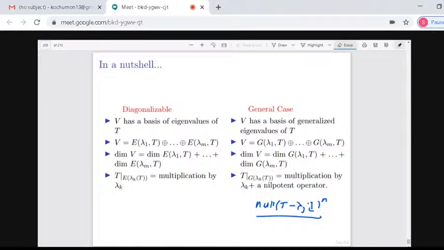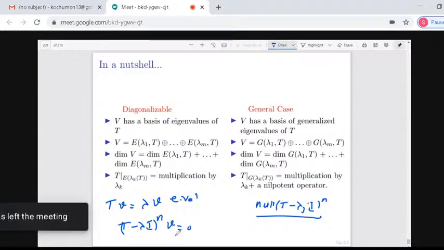Any other question? I am seeing a question in the chat box about the difference between generalized eigenvectors and eigenvectors. As we have already seen, for eigenvectors we have T of v equal to lambda v. This is an eigenvector. A generalized eigenvector does not give you that, but we get that T minus lambda I to the power n acting on v is equal to 0. This is a generalized eigenvector.